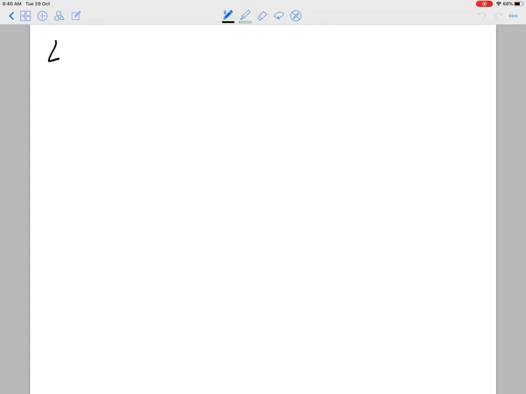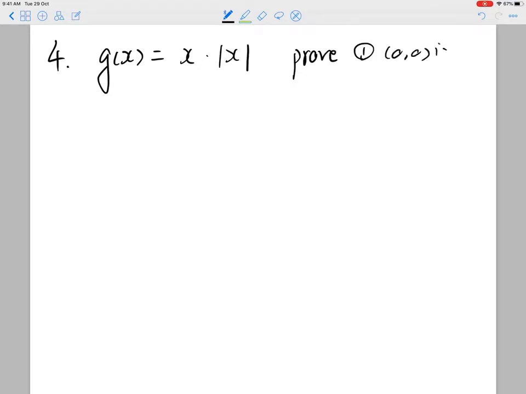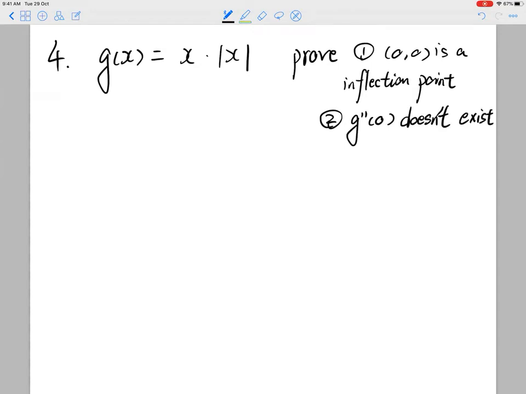Okay, problem 4. Your g(x) is x times the absolute value of x. Prove that, first, (0, 0) is an inflection point. And second part, prove that g double prime at 0 doesn't exist. Okay, so first, (0, 0) is an inflection point.